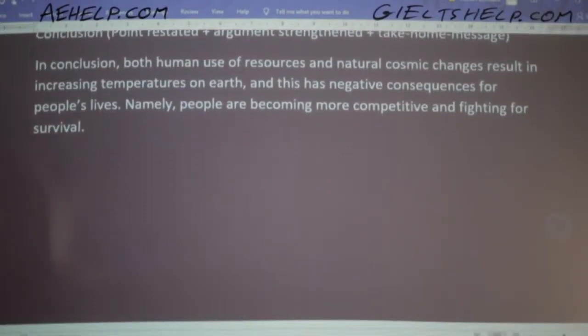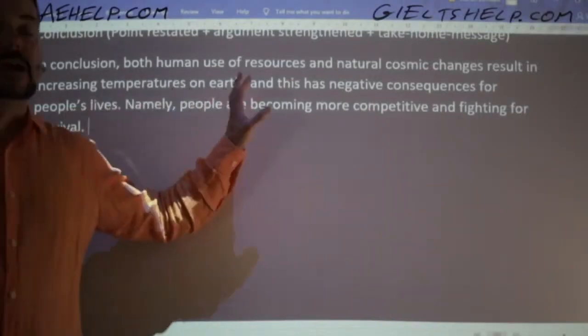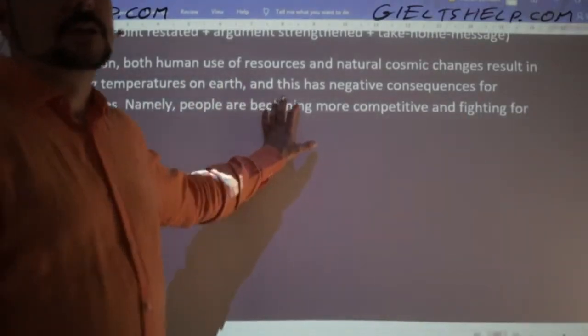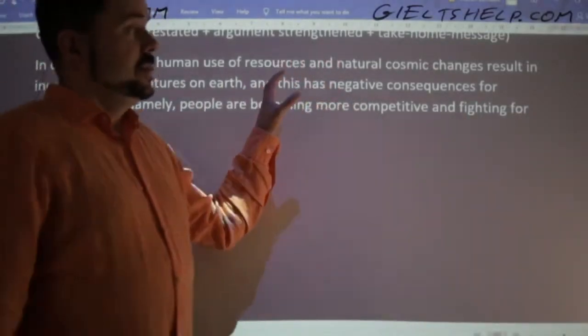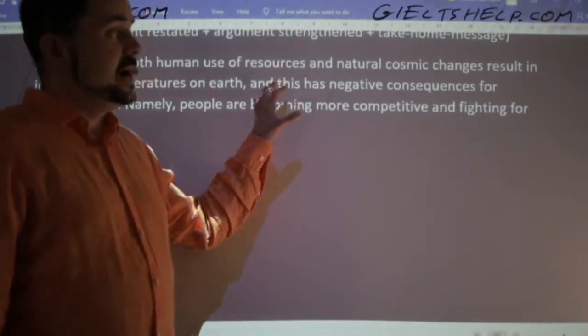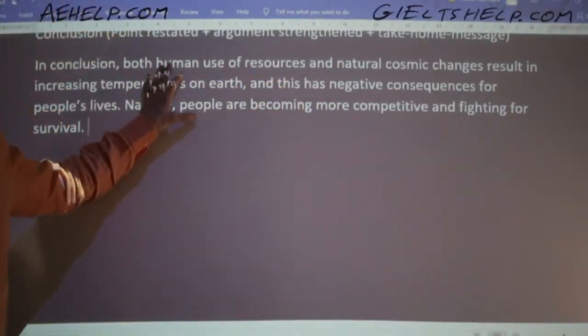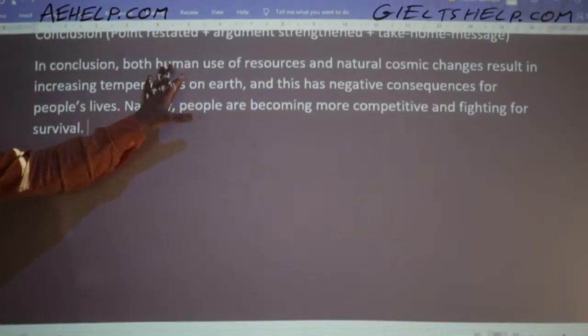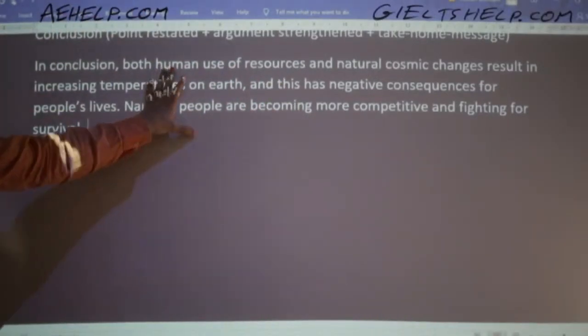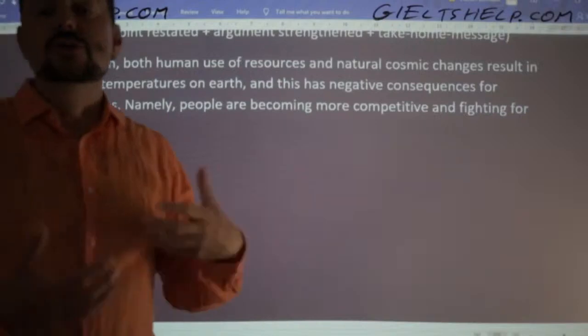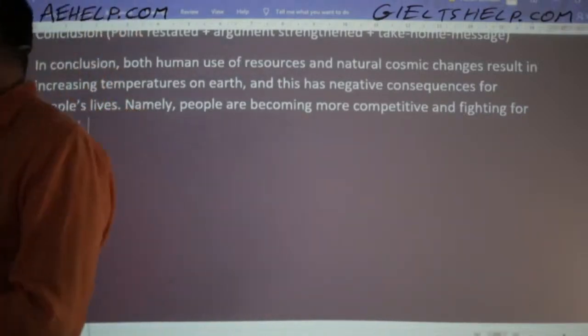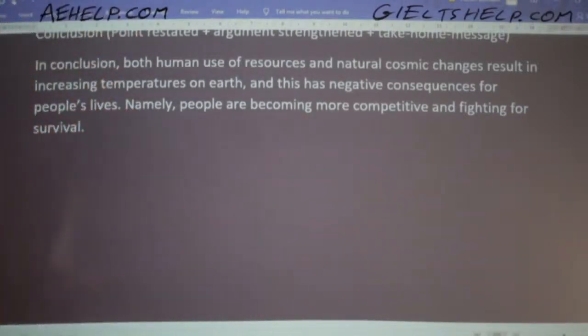Okay, what's the take-home message? The take-home message should always be something that we can clearly get from the essay. Okay, it's something that is derived from the explanations, from the examples, and it's something that might be useful for the reader. It cannot be a new idea. Okay, so let's think about that. All right.